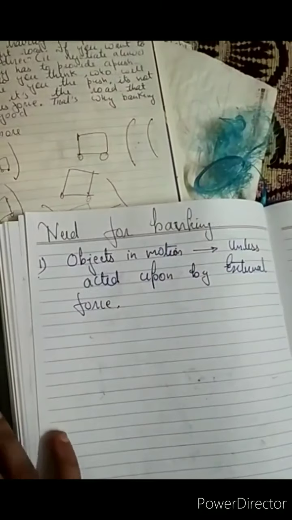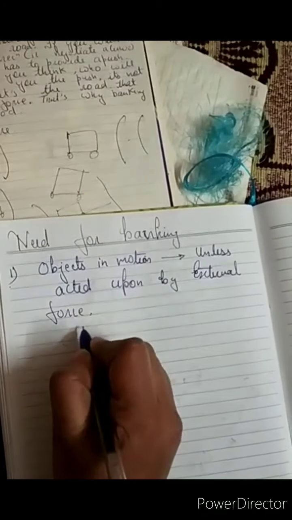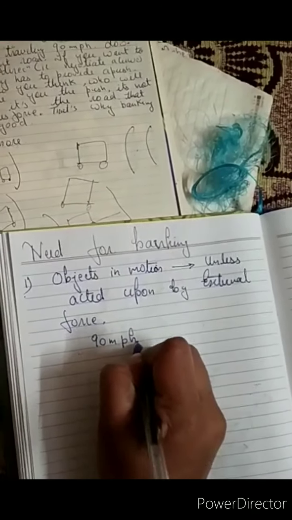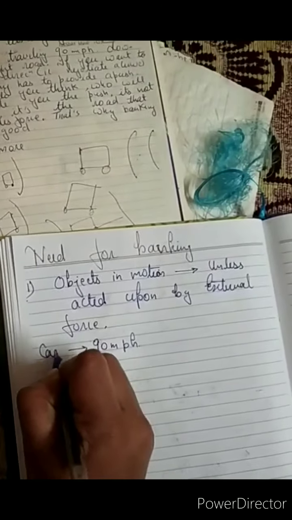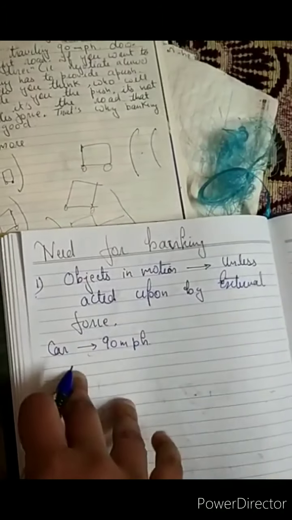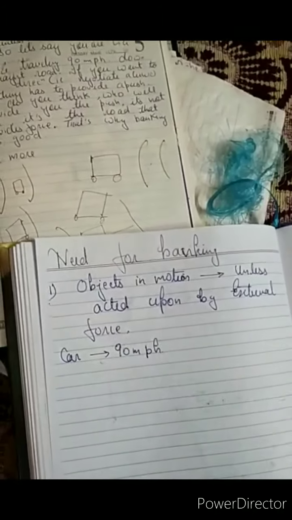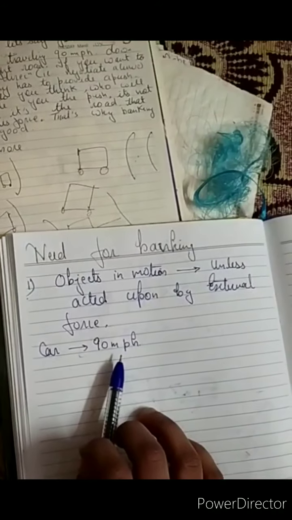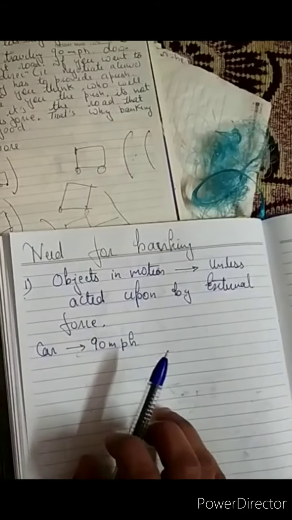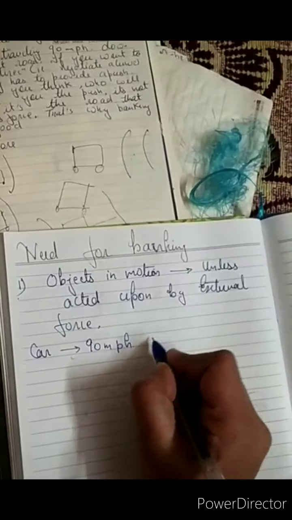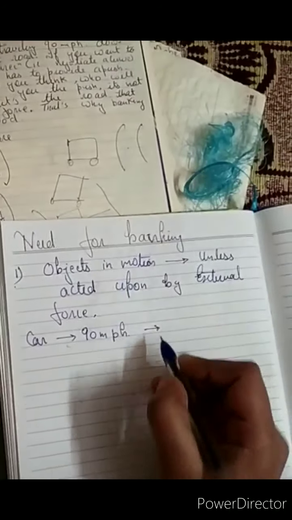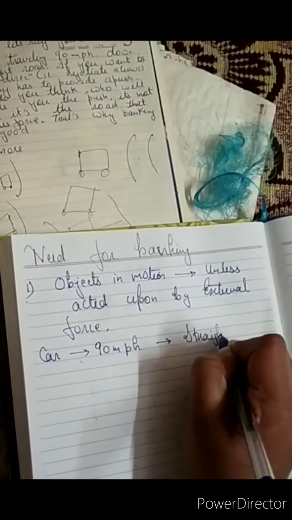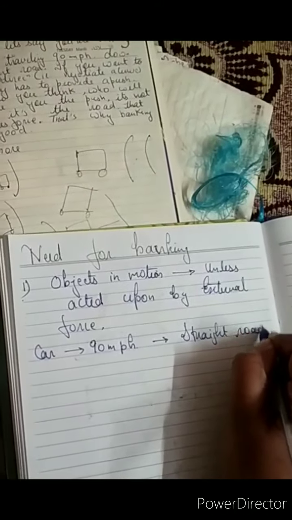You are in a car and you are traveling at a speed of 90 miles per hour. You are in the car. Okay, it's a non-inertial frame, so mv square by r is outward. So you are in the car, traveling at 90 miles per hour down a straight road. It's just a straight road.